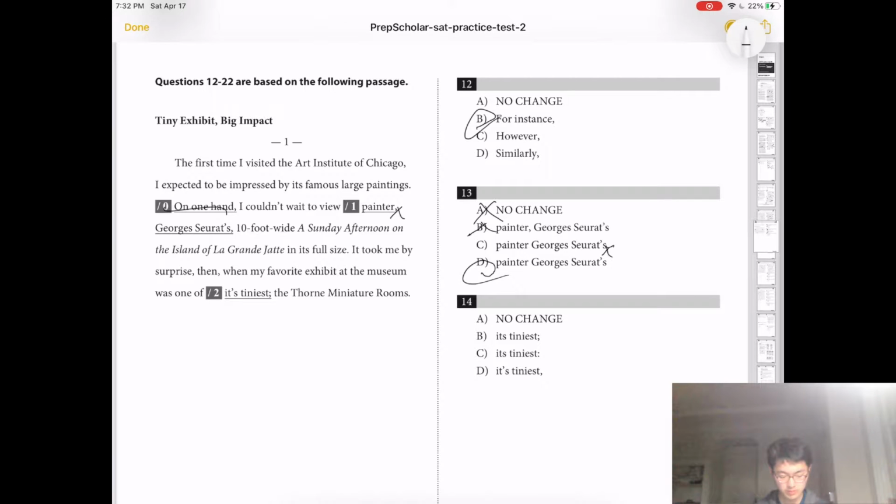It took me by surprise. Then, well, my favorite exhibit at the museum was one of its tiniest. It's not a semicolon because the next part isn't a full sentence on its own, so it wouldn't be a comma either. This just changed the "its" part, so it would be C.